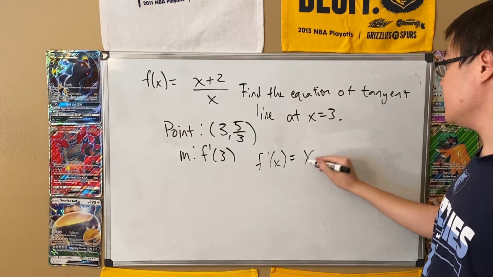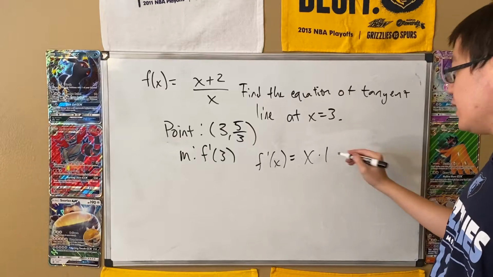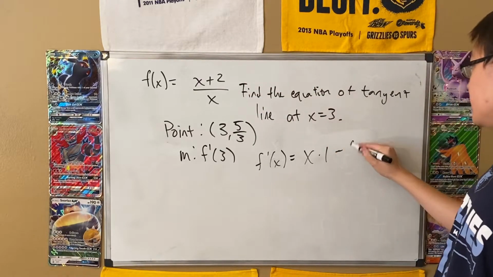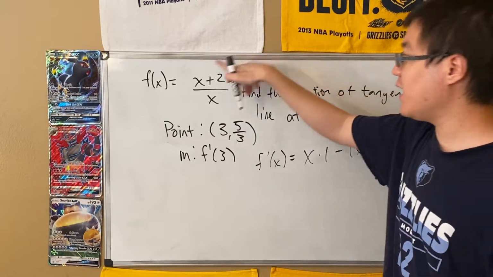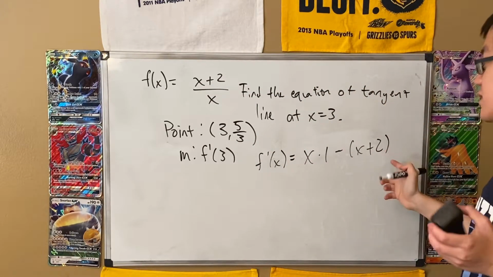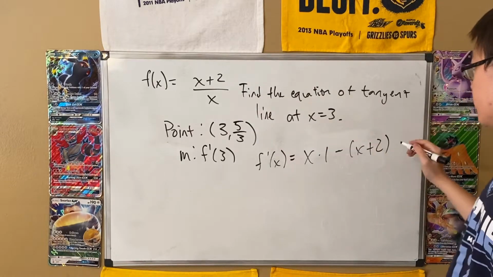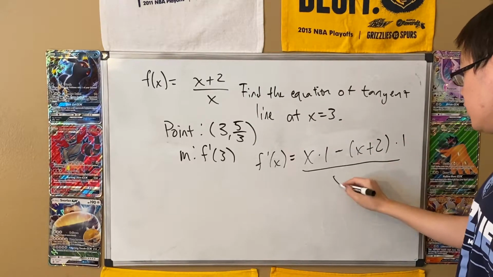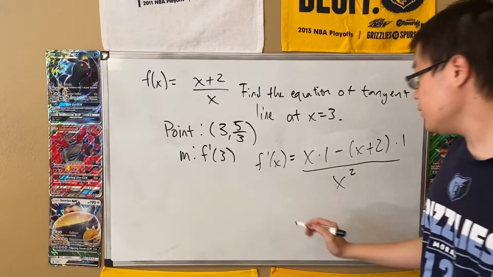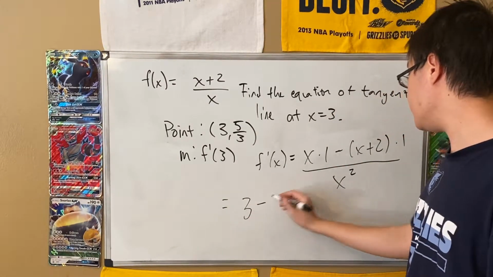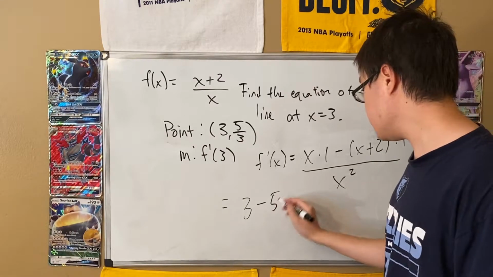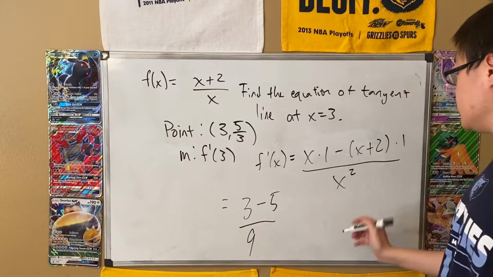Low is x, d high is 1, so low d high minus high. I promise I know quotient rule. You don't have to test me. Low d high minus high, but I put the high in parentheses. That's important. D low is just another times 1, and then don't forget low low, of course. We're going to plug in 3. Looks like when we plug in 3, we're going to get 3 minus 5 over 9, because 3 squared is 9.